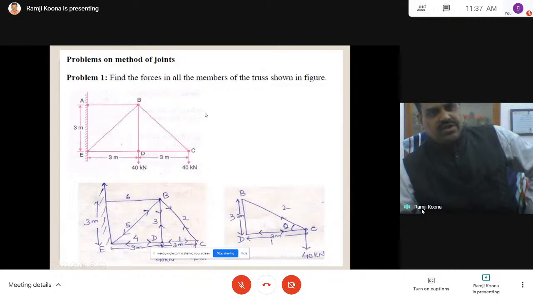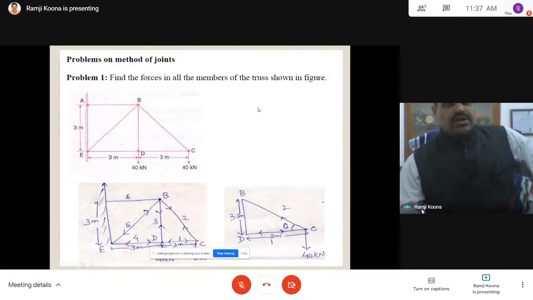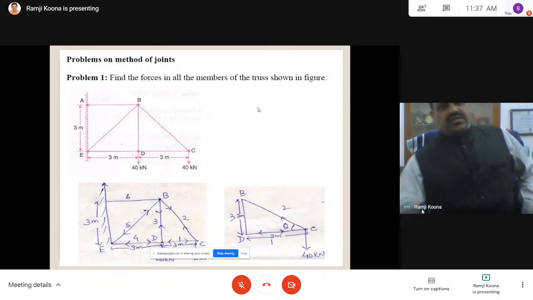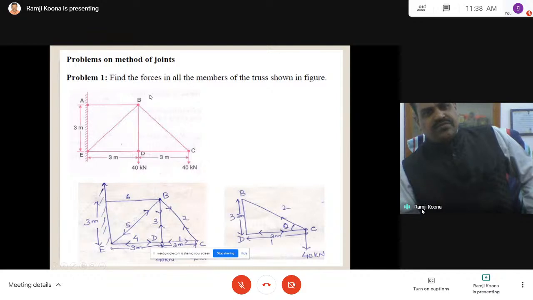Now 2J minus R, with 3 reactions, assume roller and hinge, or whatever form you are using. The 3 is fixed. J is 5 joints, so 2 into 5, 10 minus 3, is 7. There are 7 members, 1, 2, 3, 4, 5, 6. It is a perfect truss.